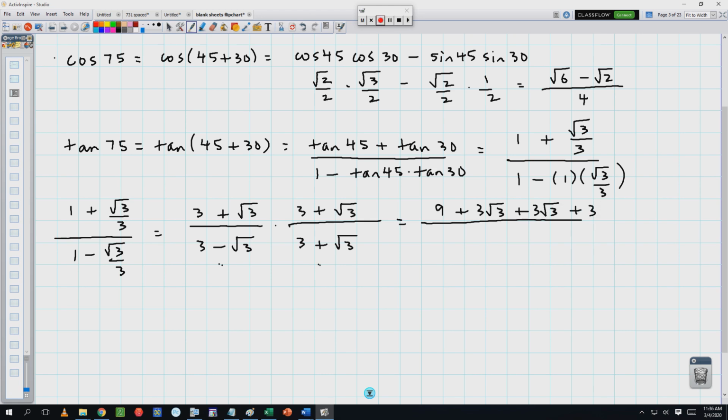On the bottom, 3 times 3. I'm going to do full FOIL. 3 with the radical 3. The negative radical 3 with the 3. And you see how those will cancel. The negative radical 3 and the radical 3 will make negative 3. On top, we're going to have 12 plus 6 radical 3. On the bottom, these will cancel. 6. And thank goodness we are finished after we reduce.